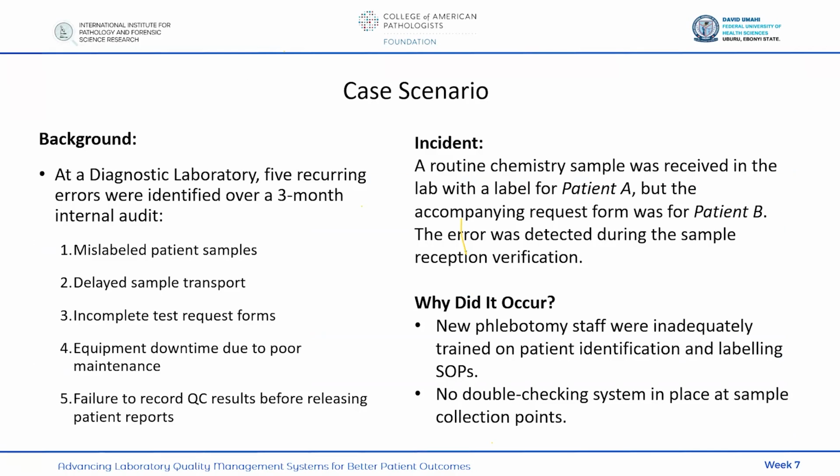Okay, so at a diagnostic laboratory, 5 recurring errors. Look at this case scenario. At a diagnostic laboratory, we have 5 recurring errors that were identified over a month, according to the internal audit. So we have mislabeled patient samples, delayed sample transport, incomplete test request forms, equipment downtime due to poor maintenance, and failure to record QC result before releasing patient report. These are very, very serious issues.